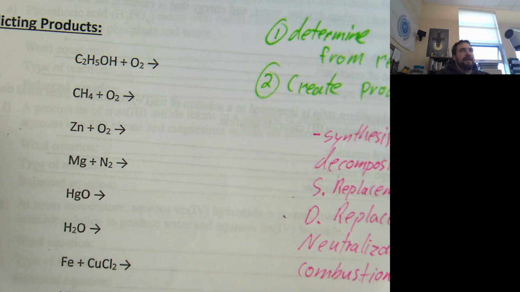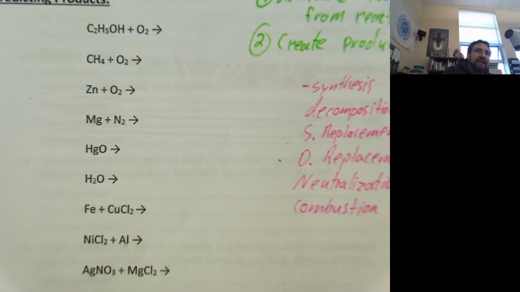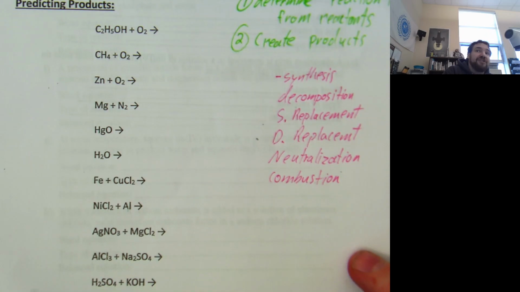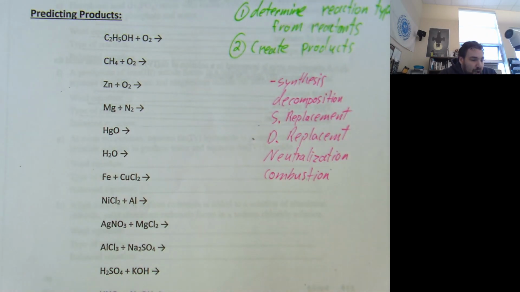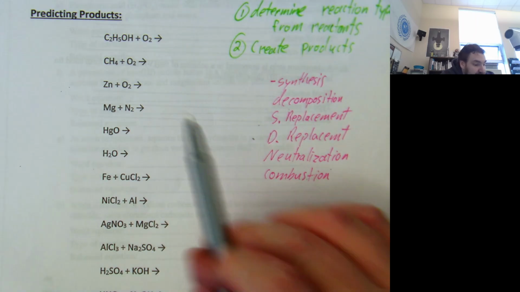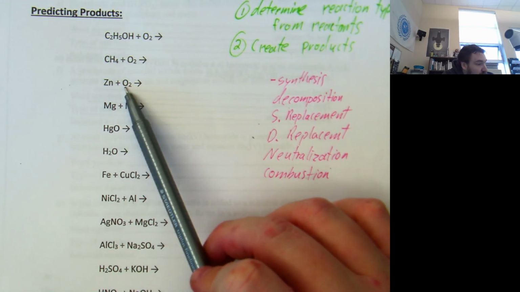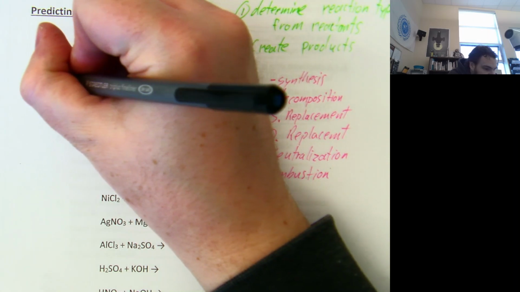So let's look at this list. Oh, Himpar, you had a question? Okay. Looking at this list, there's 12 reactions here. Which of these 12 reactions combine individual elements together? Zn plus O2. That's zinc, that's oxygen. So this guy right here is going to be one of the synthesis reactions.